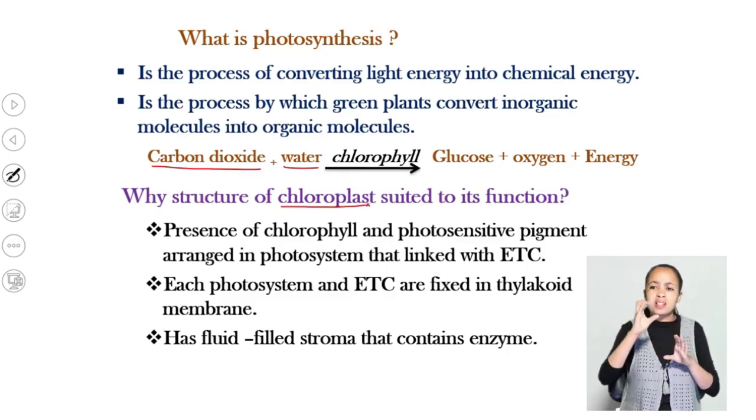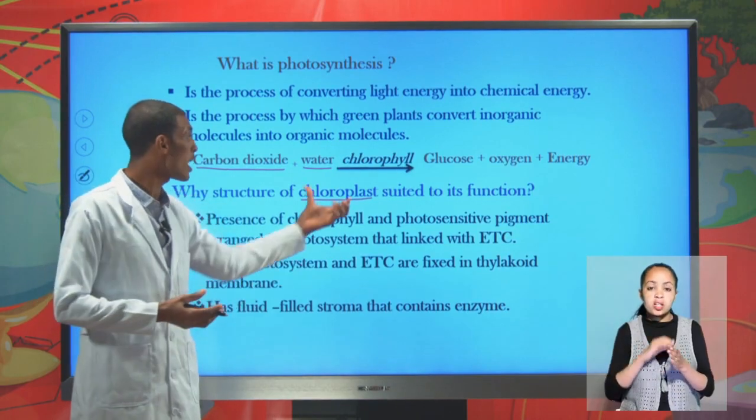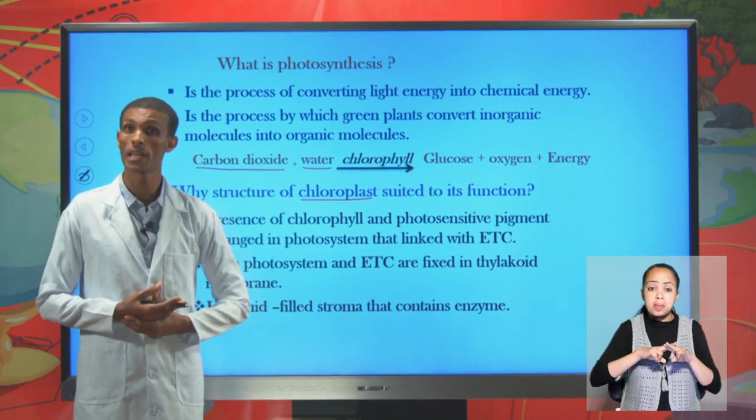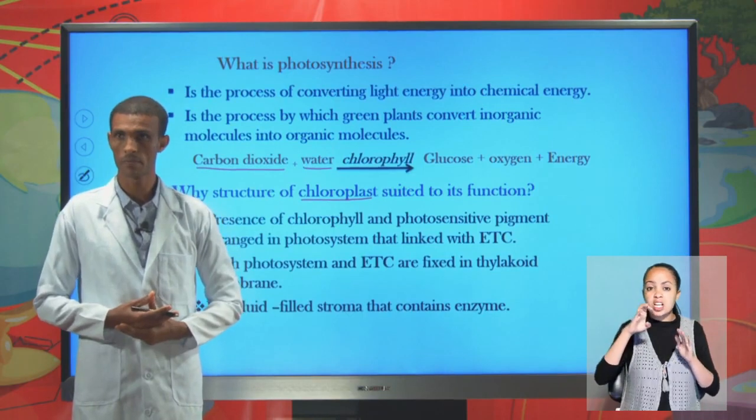Students, do you know what is meant by chloroplast? Chloroplast is a double-membraned organelle found in eukaryotic cells.